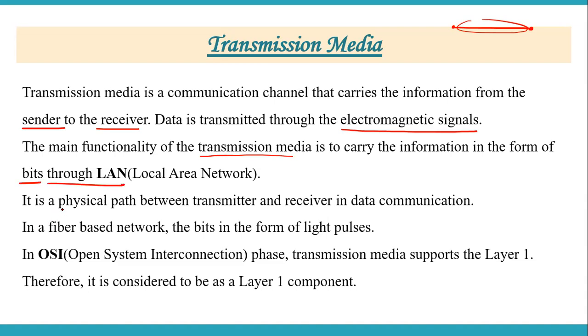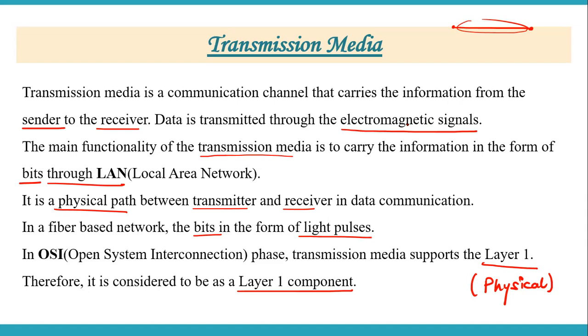ठीक है, it is a physical path between transmitter and receiver in data communication. In fiber based network the bits are in the form of light pulses. जब आपका fiber based network होगा so bits जो होंगी वो आपकी light pulse के form में travel करेंगी. In open system interconnection model, transmission media supports layer 1. Layer 1 is what? Layer 1 is your physical layer. Therefore it is considered to be a layer 1 component.